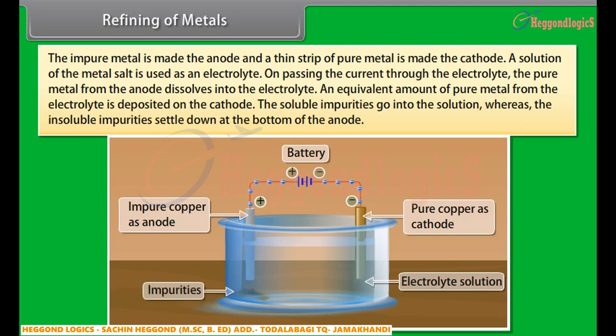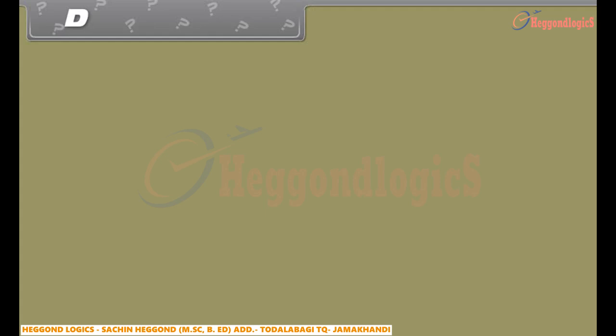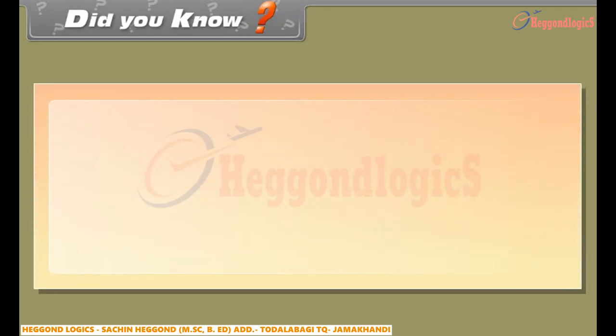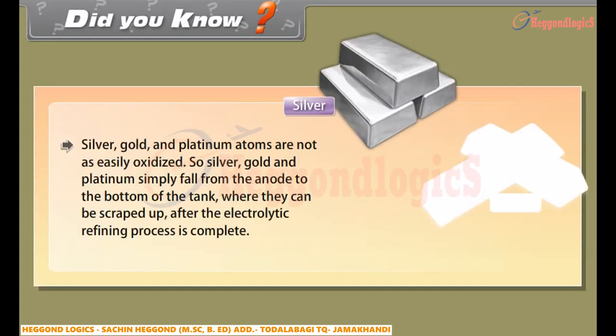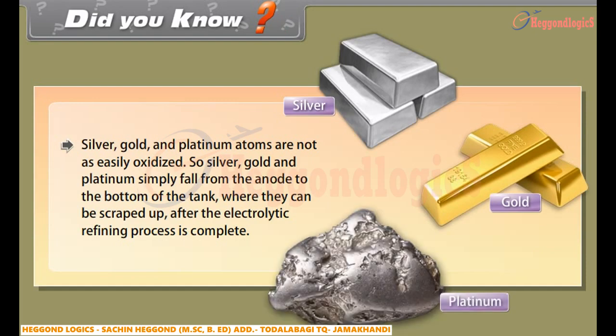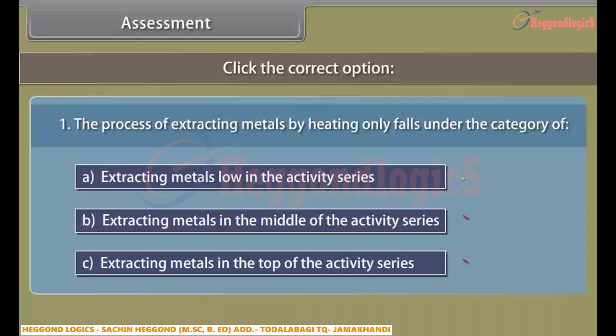The soluble impurities go into the solution, whereas the insoluble impurities settle down at the bottom of the anode. These are known as anode mud. Did you know? Silver, gold, and platinum atoms are not easily oxidized. So, silver, gold, and platinum simply fall from the anode to the bottom of the tank, where they can be scrapped up after the electrolytic refining process is complete.